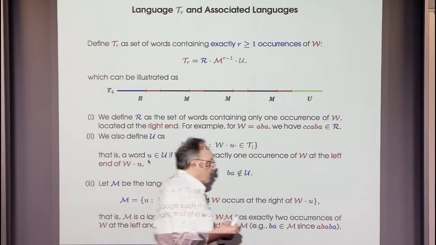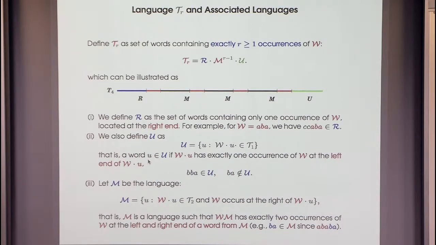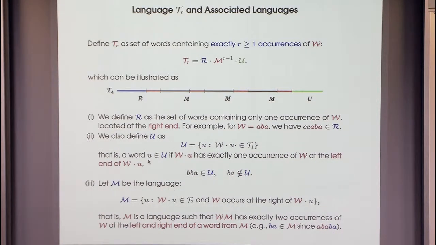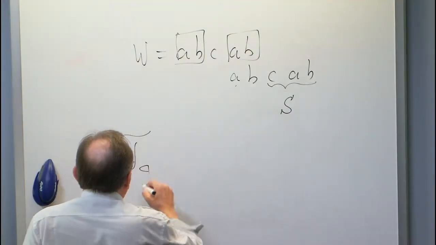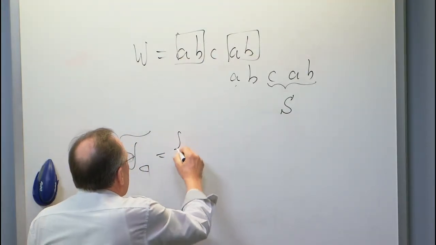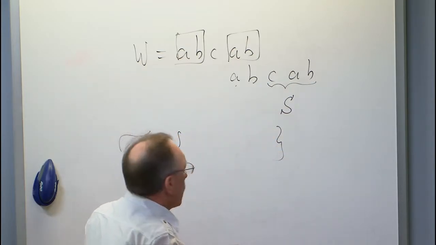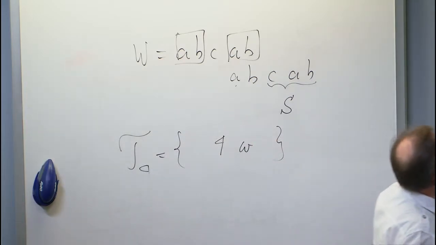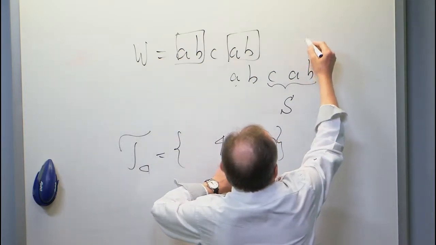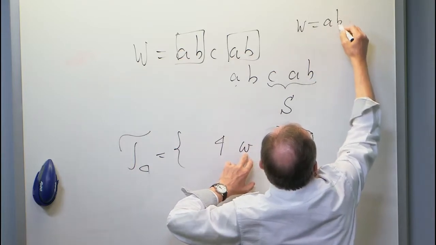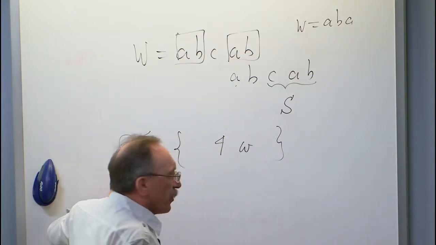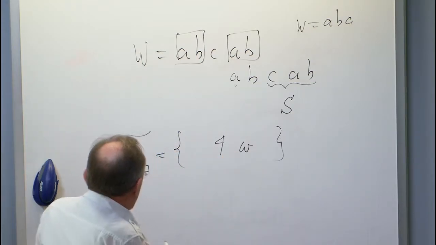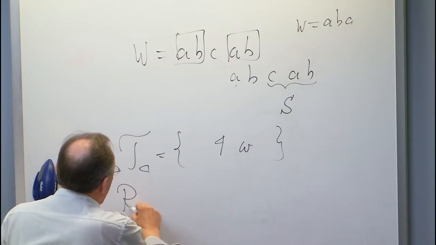Now I have to explain this one to you. So I want to generate a language, let's say T4, which will be the set of all words that have exactly 4 occurrences of the word W, which is given to me. Let's say W is A, B, A. So I want all words that have exactly 4 occurrences of W. I will introduce to you 3 languages.